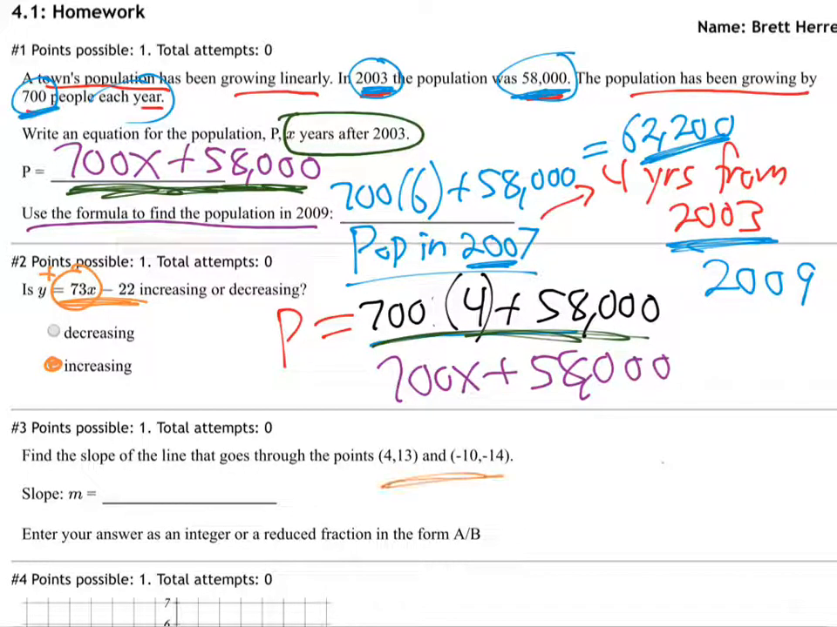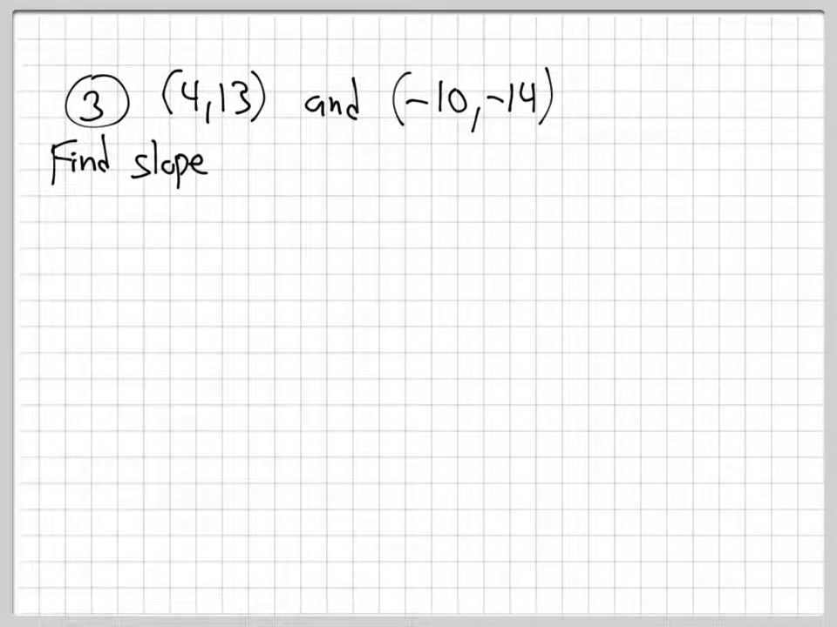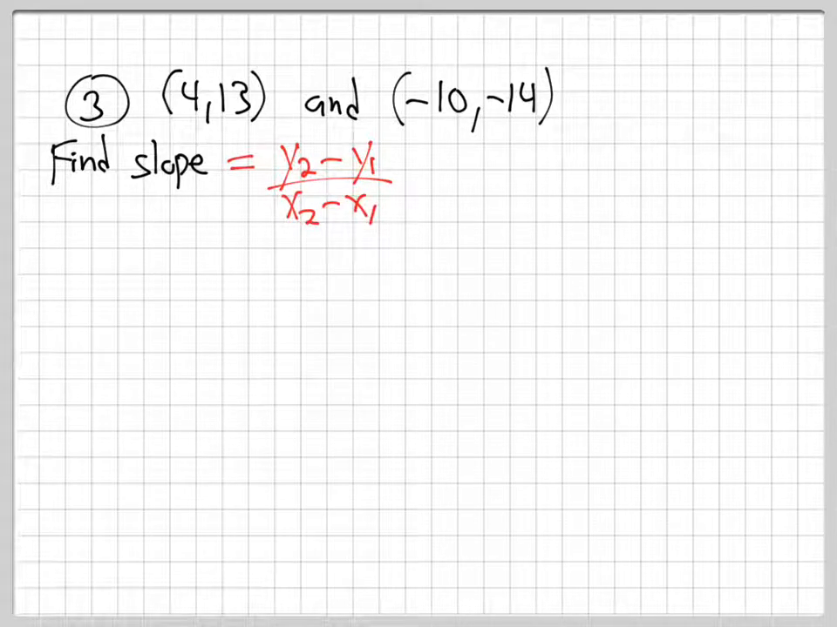Number 3, they want us to find the slope of the line that goes through those 2 points. Do you remember the slope formula? y2 minus y1 over x2 minus x1. By the way, that's the same thing as rise over run. See how it's y values on the top, and y's are up and down, rise? See, that's really just rise over run. All right, so yeah, that's what we use.